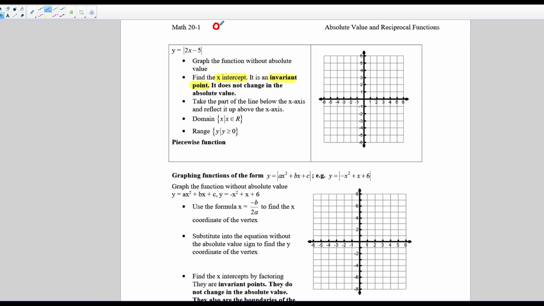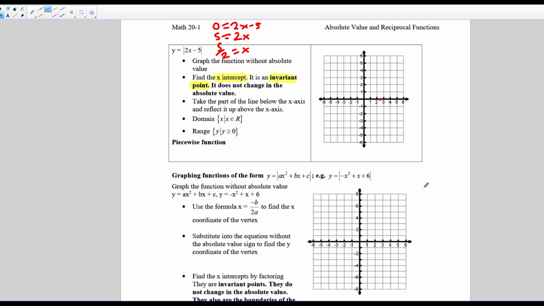Okay, so for example, if we look at our example here, 2x minus 5, let's solve it algebraically first. So we have 0 is equal to 2x minus 5. We have 5 is equal to 2x. And we have x is equal to 5 over 2. So 5 over 2 would be right here. That's my x-intercept. So that would be my invariant point in this case. Nothing about this point will change, whether it's the original function or the absolute value function.